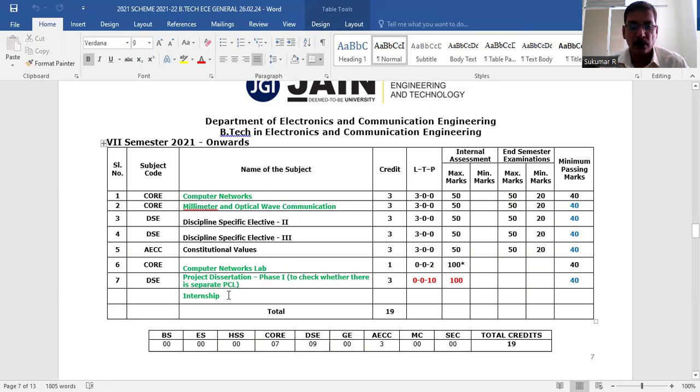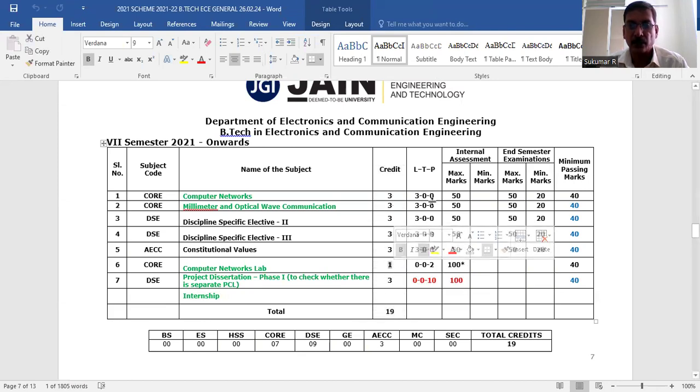Some students may also like to go for internships. They can also take internship during the 6th semester to 7th semester break. So that is also there, but there is no credit for that particular course. So now you can see this column, credit column. All these courses are 3 credit courses except this practical course, which is a 1 credit course.